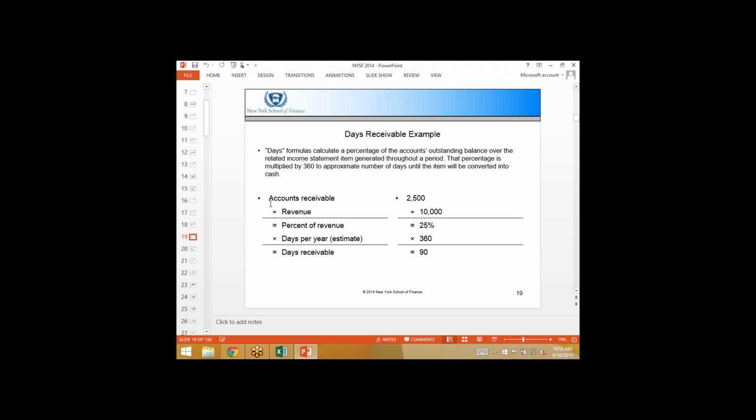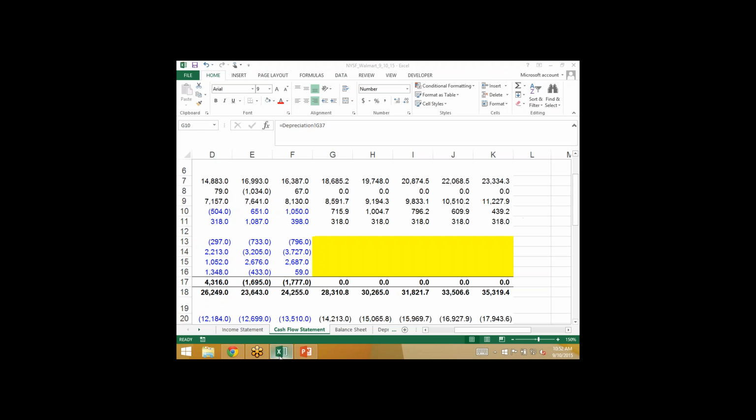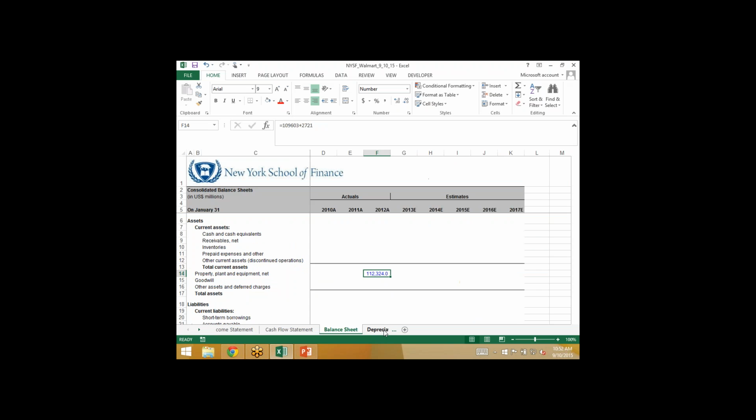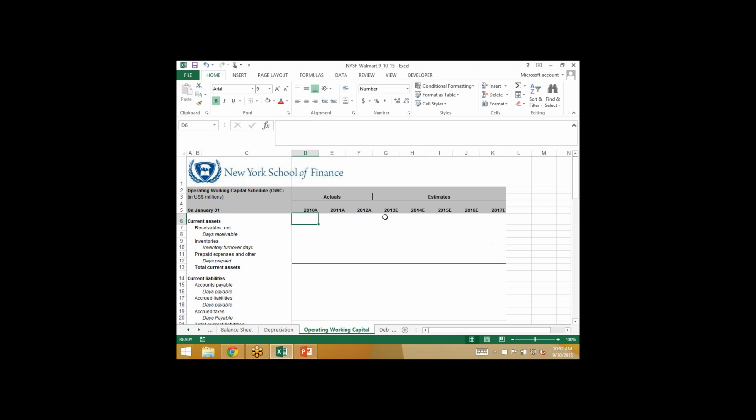And so the first thing you do when building a model, well, that's the general idea for working capital. We'll revisit that on Monday. But if you look at the model, like depreciation, we have to create our own working capital schedule. This is not something that's projected or created in the financial reports.